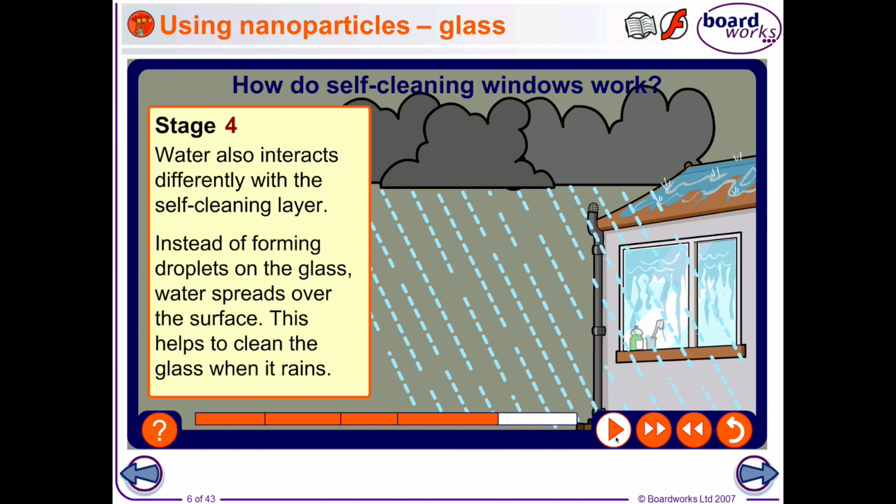Now, of course, this is not particularly any good for health. It's just a cosmetic idea that you don't have to clean your windows. But again, it's just a use of nanoparticles. So hopefully we've given you a bit of an idea of why nanoparticles are useful.